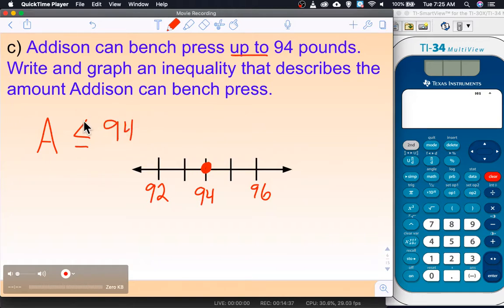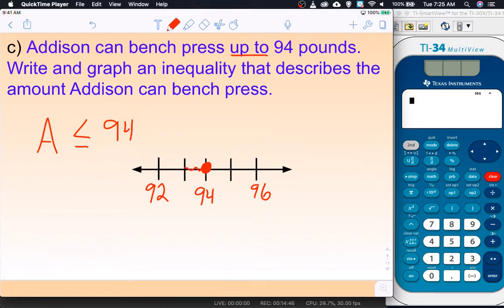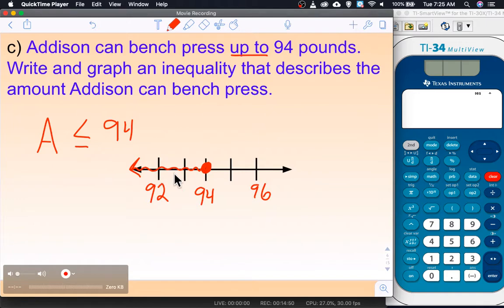Shade. We want to shade the numbers that are less than 94. I had to think for a second of which way I wanted to do my graph, if I wanted to do the scribble or the wiggly.